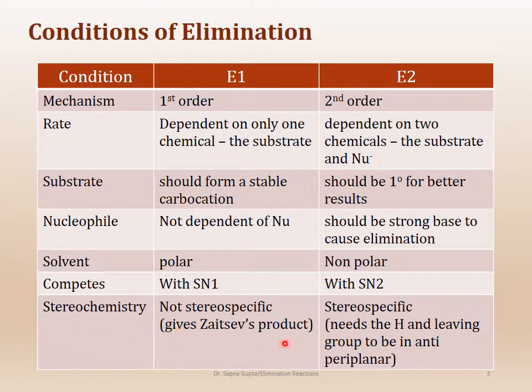Stereochemistry, we will talk more about this later on as we get into the mechanisms. In E1, it's not very stereospecific at all, whereas in E2, it is stereospecific, which means the hydrogen and the leaving group need to be in a very specific location. If they're not in that orientation, then elimination will not occur. So we'll talk about this when we get into the mechanisms. But this is an overview of what is involved in E1 and E2.